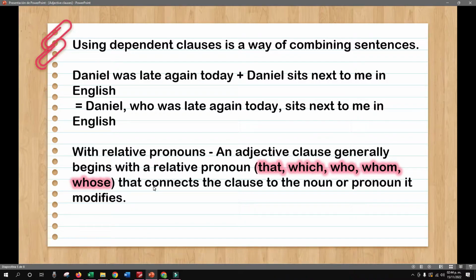When you talk about possessions or you add extra information about possessions, that connects the clauses to the noun or pronoun it modifies. Entonces, ¿qué hacen estas adjective clauses? Modifican o agregan información extra del nombre o el pronombre del que se está hablando en la oración.